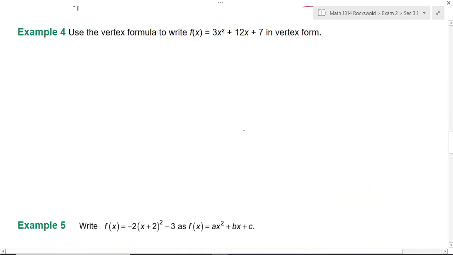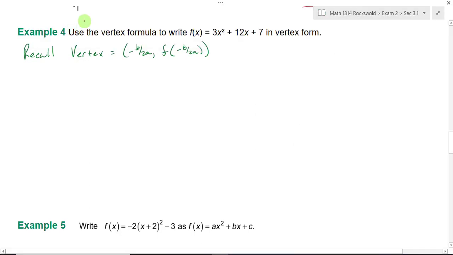In example 4, we're asked to use the vertex formula to write this function in vertex form. This is the general form, and I want to write it in vertex form. Well, the first thing I need to do is find the vertex, isn't it? How did we say we found a vertex if our equation is in general form? We use the fact that the vertex is equal to -b over 2a, f of -b over 2a, to find the vertex.